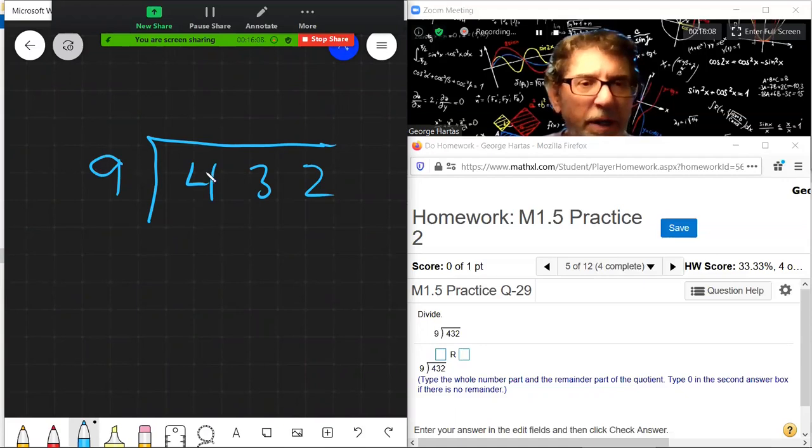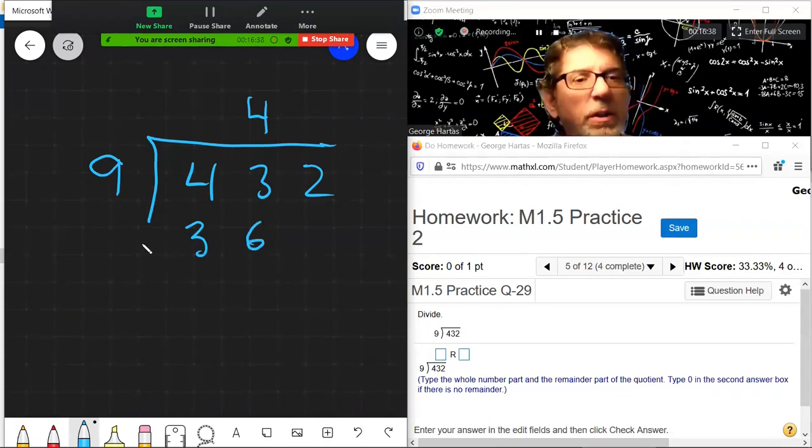Can 9 divide into 4? Nope, so we'll leave this blank. Can 9 divide into 43? Yes, it can. 9 divides into 43 4 times, and you put the number right over the right-hand digit. Okay, put the quotient right over the right-hand digit. 9 times 4 is 36. You put the answer right below here. Okay, right below the 2 digits. And then you're going to subtract.